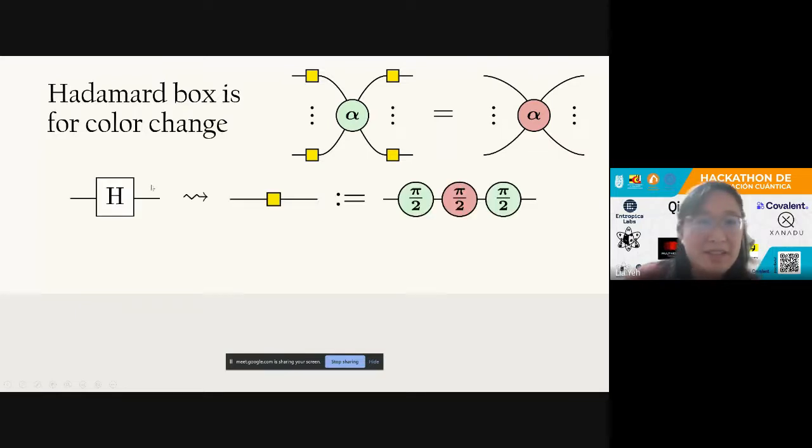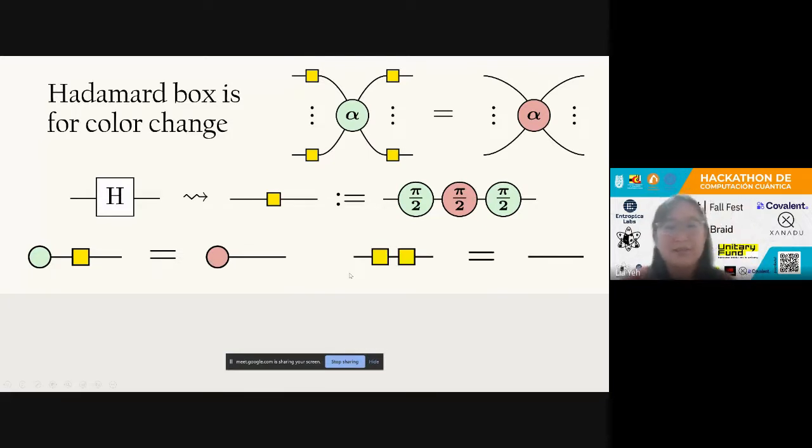As a fun fact, this Hadamard gate has this decomposition into a Z rotation, then an X rotation, then a Z rotation, all of pi over 2 phase angle. One simple example of this color change rule on the top row here is if you have the ket plus state and you apply the H gate to its one wire, then you get the ket zero state. And two Hadamard gates is the identity.